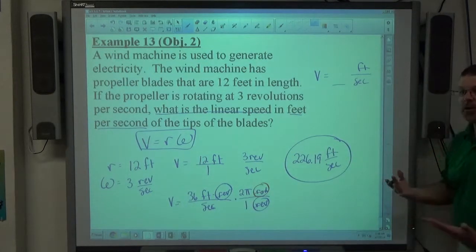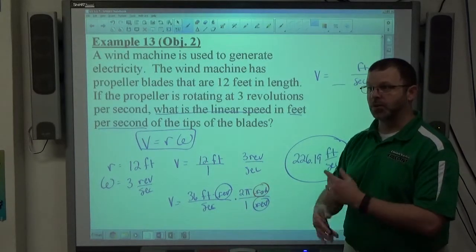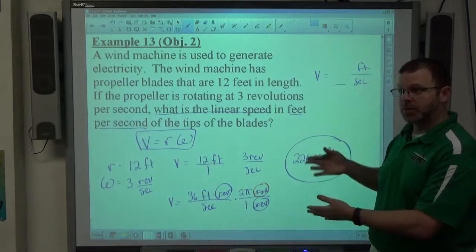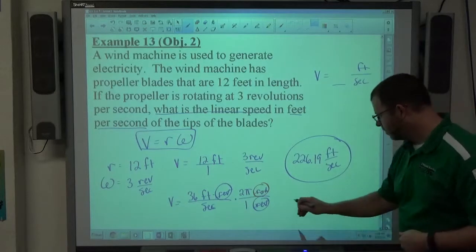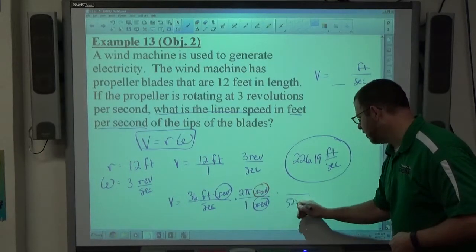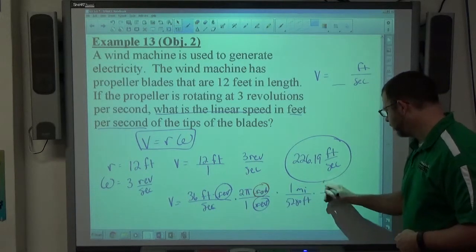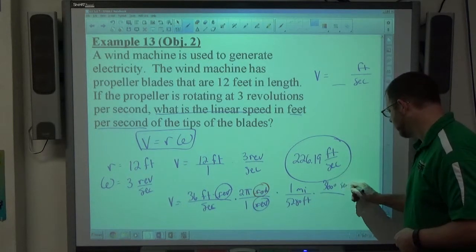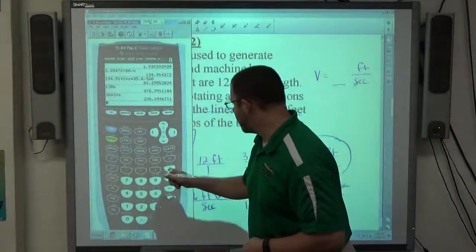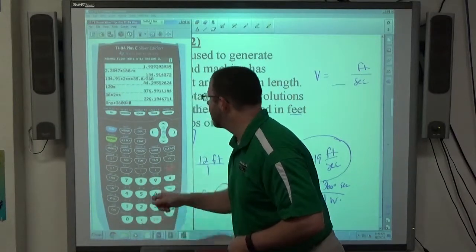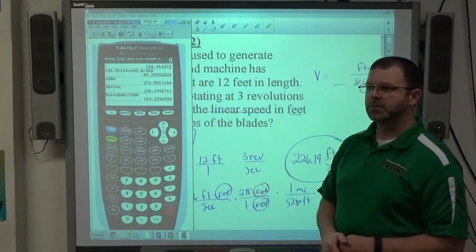If it happened to say miles per hour, once I get to feet per second, now I've got to convert feet to miles and seconds to hours. So again, you have to get the unit they're asking for. Sometimes it's that simple. Other times, if you go to miles per hour, 5,280 feet in 1 mile, and 3,600 seconds in 1 hour. Then you'd have to do the 226.19 times 3,600 divided by 5,280, and just like that, 154 miles an hour.